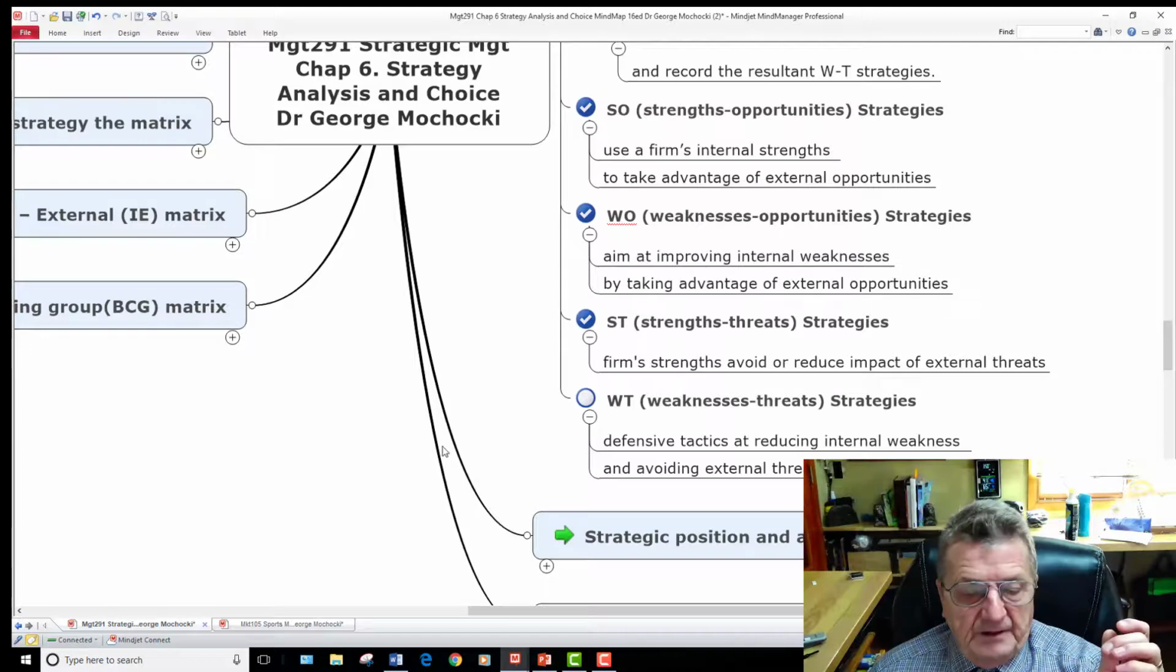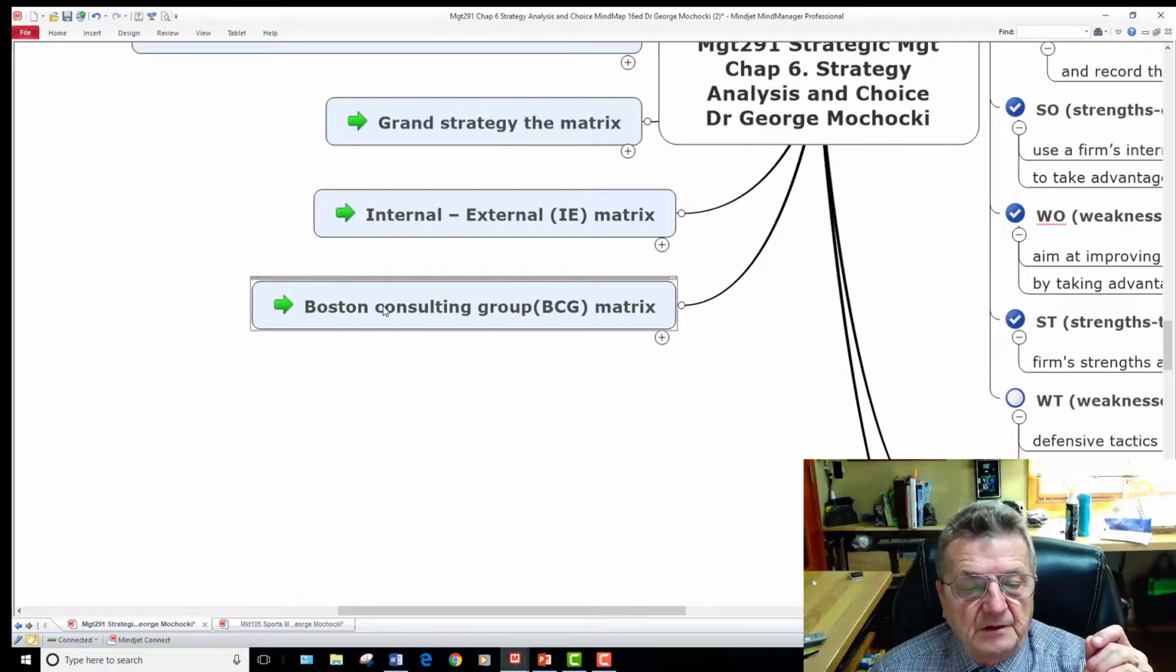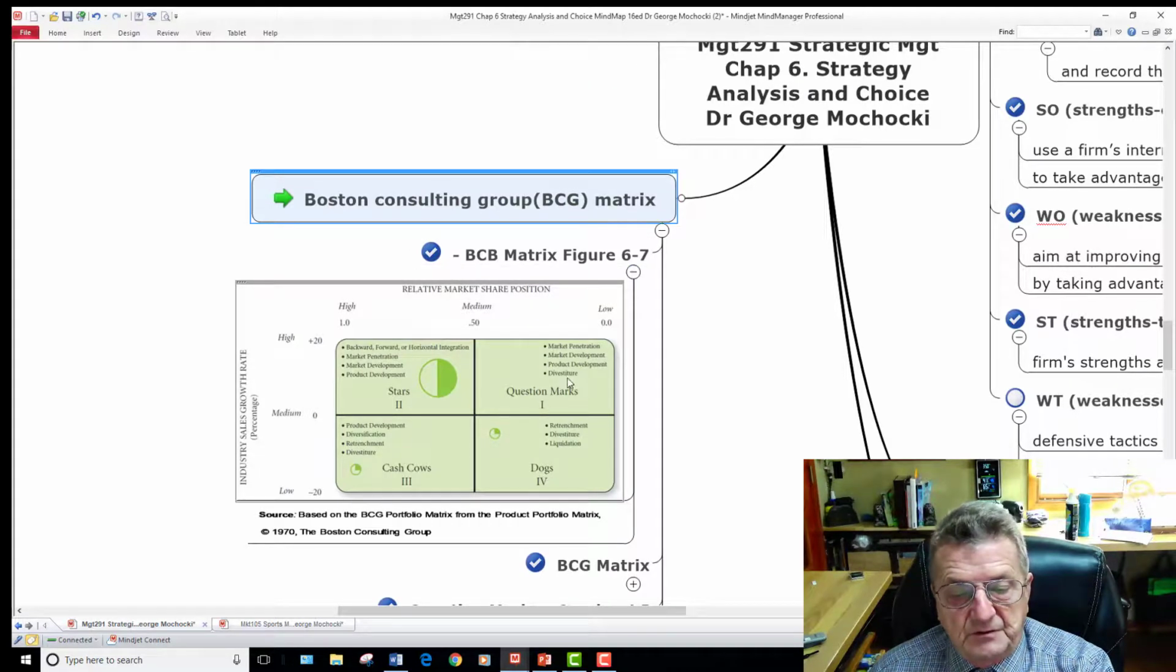All right. Okay, so now let's look at this one. The next matrix we're going to talk about is the Boston Consulting Group, BCG. Again, it comes with another matrix, and here's what the matrix looks like. You're going to do certain quadrants. Which one is it? Here's the question.